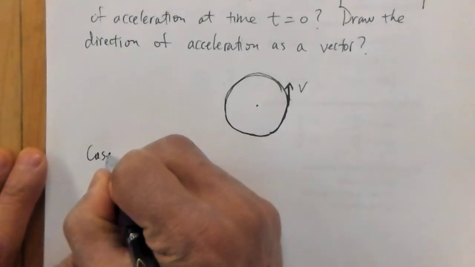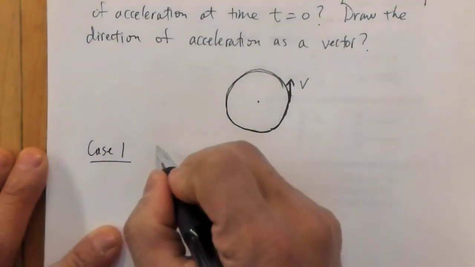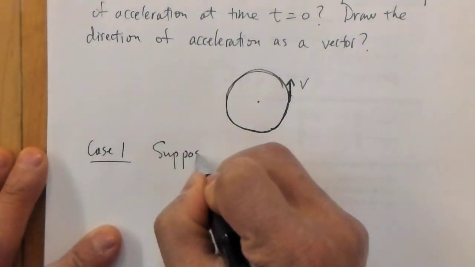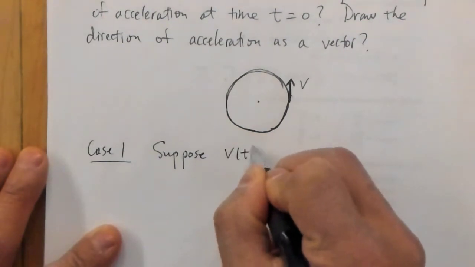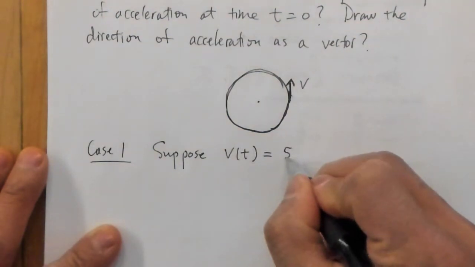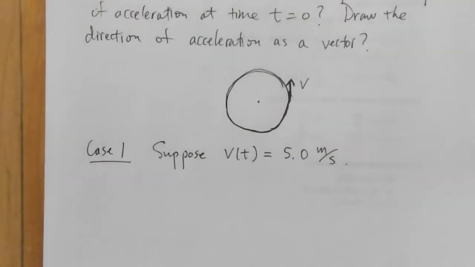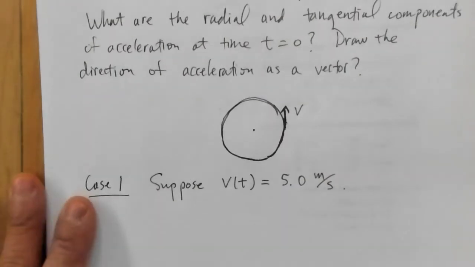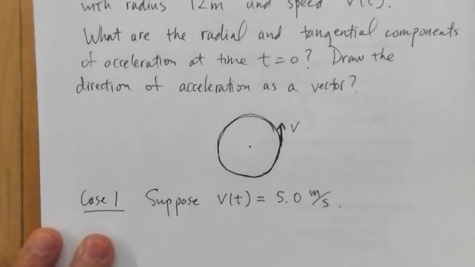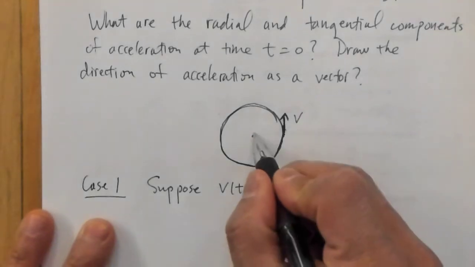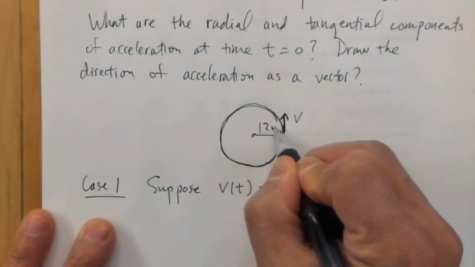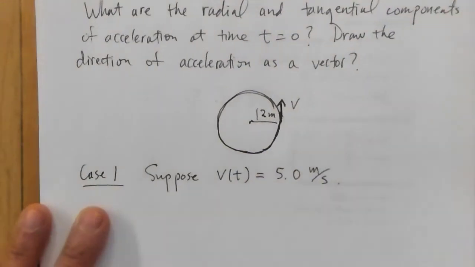So let's do case number 1. Suppose that v of t was just constant. It was 5 meters per second. And now we're going to answer these questions. What are the radial and tangential components for the circle radius? We say the circle has a radius of 12 meters. Okay.